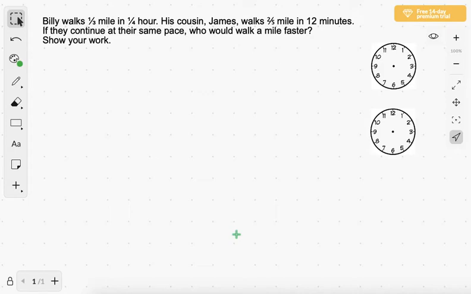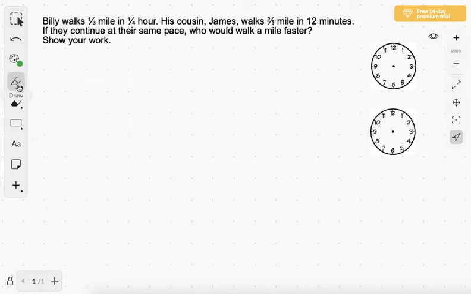So let's go over this problem right here. Billy walks 1/3 of a mile in 1/4 of an hour. His cousin James walks 2/5 of a mile in 12 minutes. If they continue at their same pace, who would walk a mile faster? And you're asked to show work.